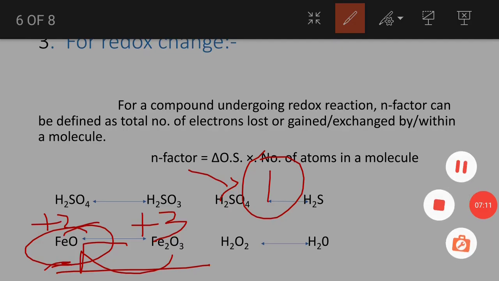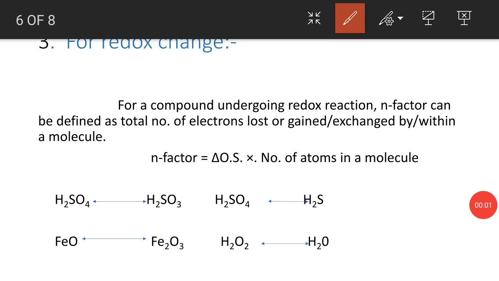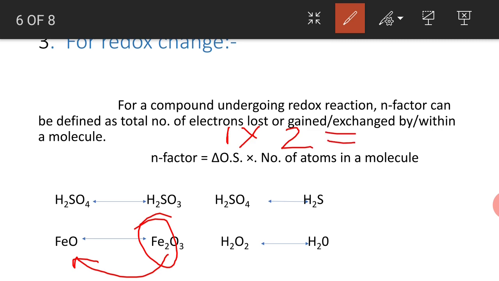We can also calculate the N factor for the reverse reaction. For the reverse reaction, the change in oxidation state is again 1. But here the number of atoms of Fe is 2, so the change in oxidation state is 1 and the number of atoms in the molecule is 2, and this time the N factor is 2. So for the forward reaction, the N factor is 1, and for the reverse reaction, the N factor is 2.